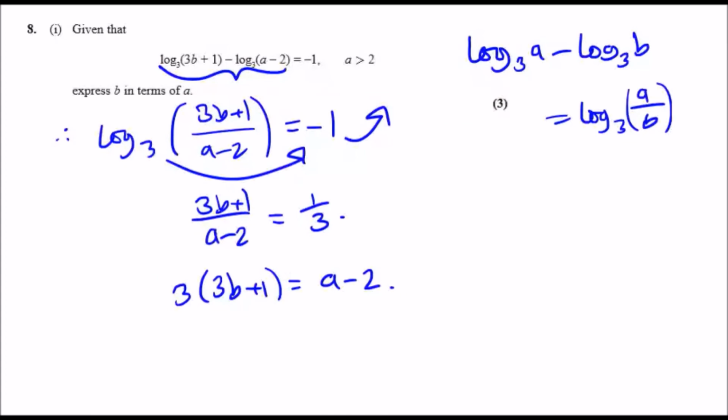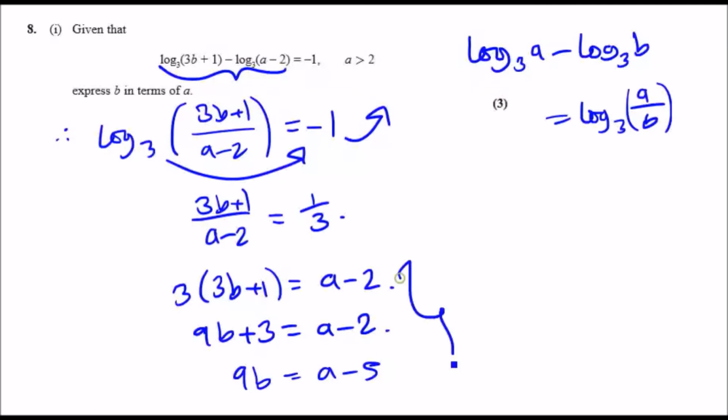So now expanding the bracket, we're going to get 9b plus 3 equals a minus 2. Subtracting 3 across, you get 9b equals a minus 5, and that's it, guys. b is going to equal (a minus 5) divided by 9. Very easy question, very easy.